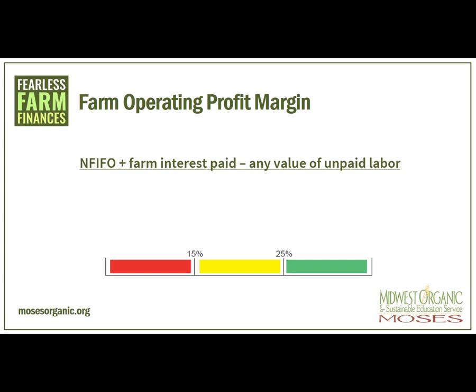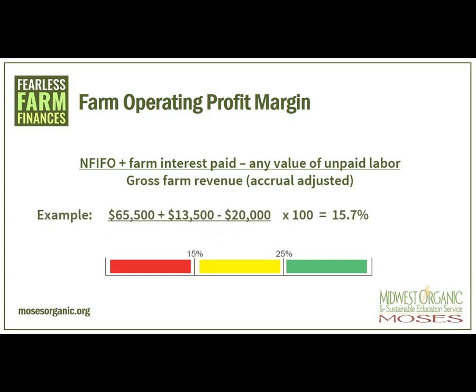So net farm income from farm operations plus farm interest paid minus any value of unpaid labor divided by gross farm revenue, which should be accrually adjusted, will give us our operating profit margin. So our example here, $65,500 plus $13,500 in interest paid minus $20,000 for any farm labor or unpaid labor, divided by gross farm revenue, times 100 gives us 15.7%. So if you look down at our colors from our farm finance scorecard, you see 15%. So we're just barely in the okay category.